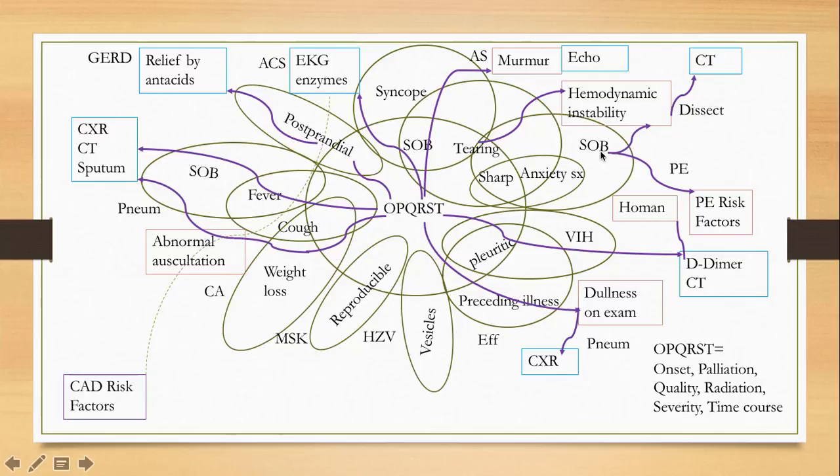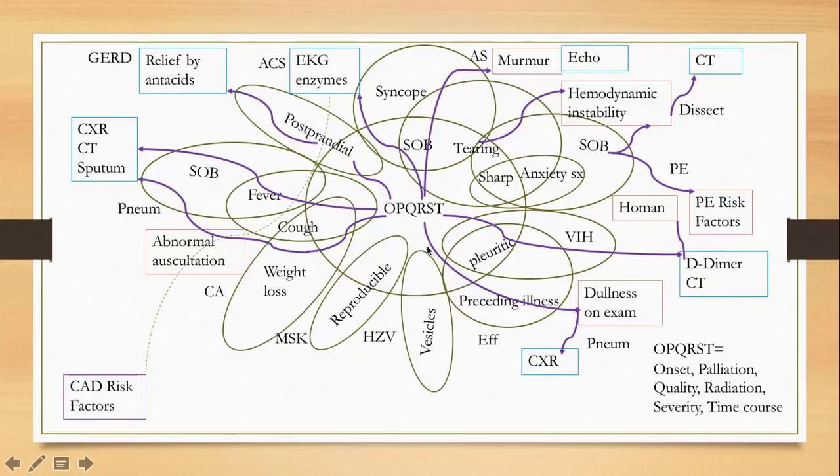And then if there is shortness of breath with pleuritic chest pain, and they have any risk factors, and they have positive Homan, then definitely do a CT scan of the chest. D-dimer will only help a little bit, but pleuritic chest pain should also make you think about pleurisy and pericarditis.